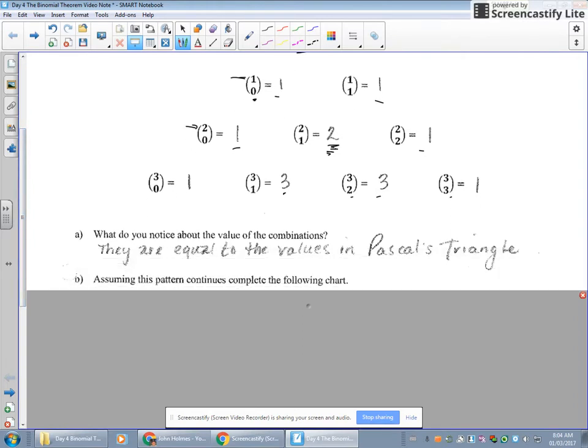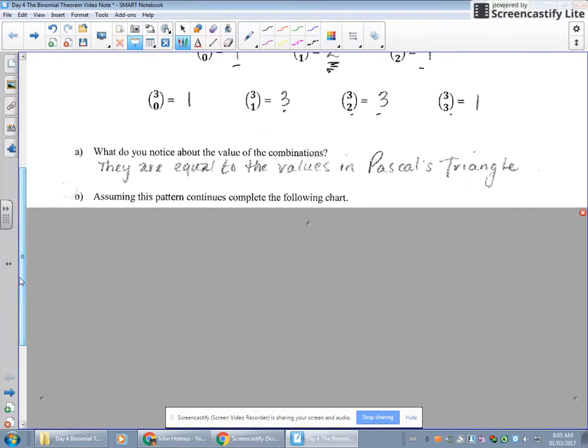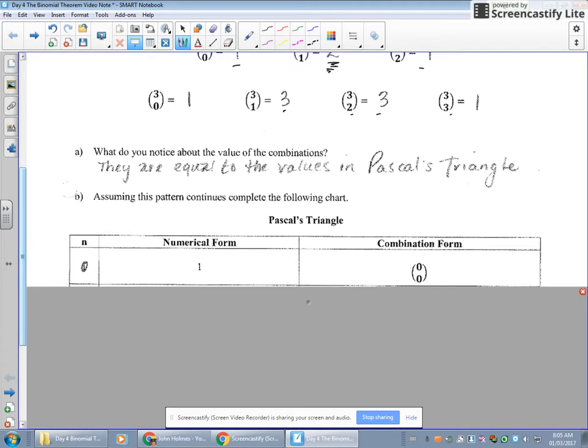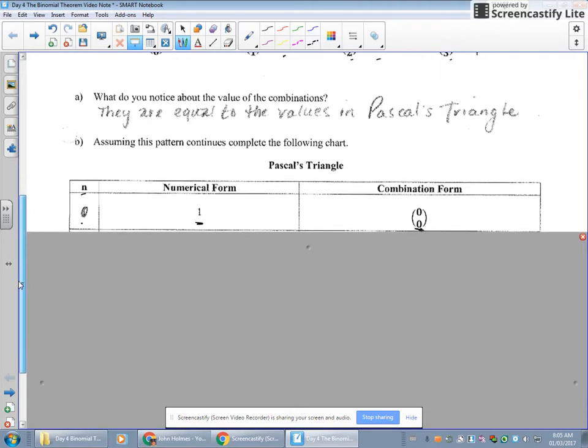So what do we notice about the value of these combinations? They are equal to the values in Pascal's triangle. All right, so we're trying to draw a correlation between combinations and Pascal's triangle. So if we assume that this pattern continues, the idea is that when n is 0, our numerical form up at the top we saw has a value of 1, and we write that in combination form as 0 choose 0. That's for the 0th row.